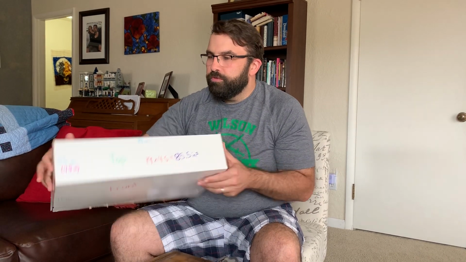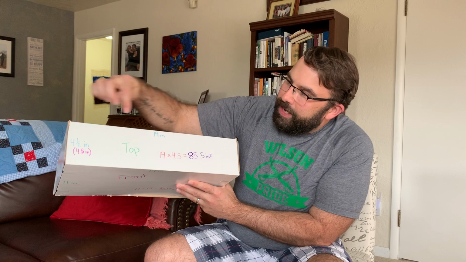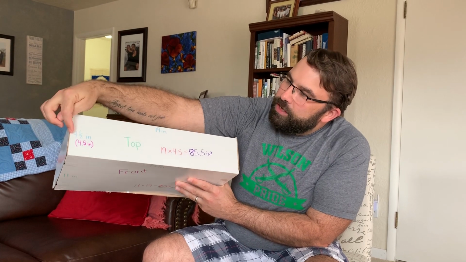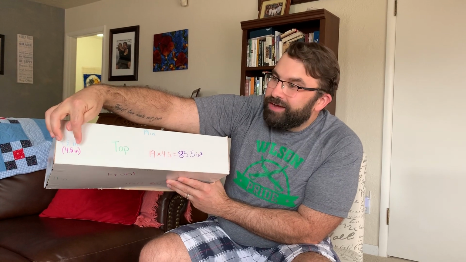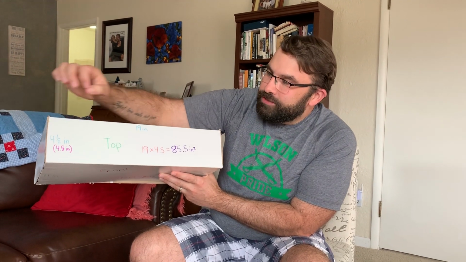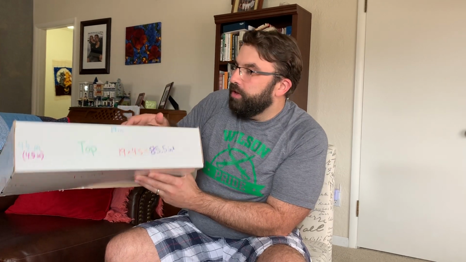So let me go to the top. It has the same length as the front and the back, but then it has a different side. So it's 19 inches by 4.5 inches, and 4 and a half is the same as 4.5, so I changed it to 4.5 because I think that's easier to multiply. So 19 times 4.5 equals 85.5 inches squared. So that's the area of the top. Then we have the area of the bottom, which is equal to the area of the top. So I just wrote in 85.5.